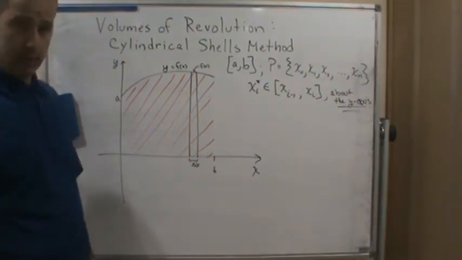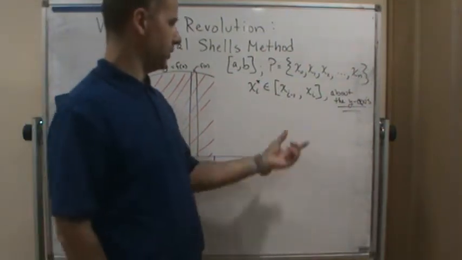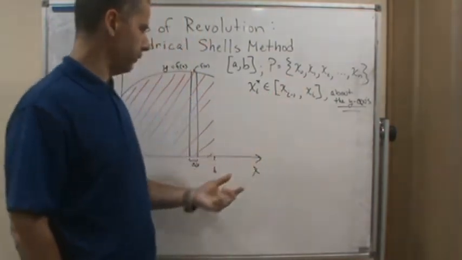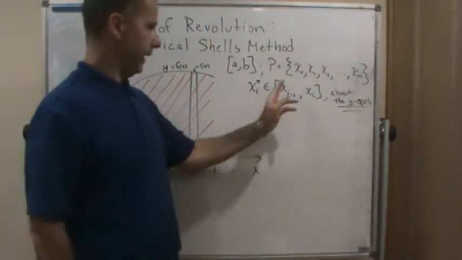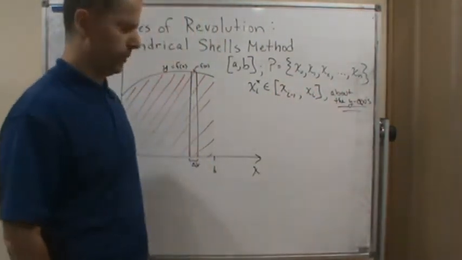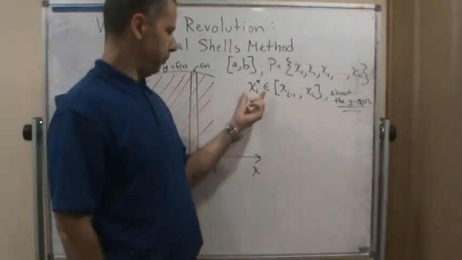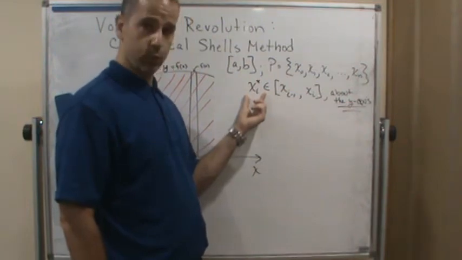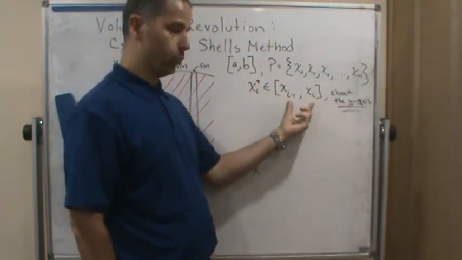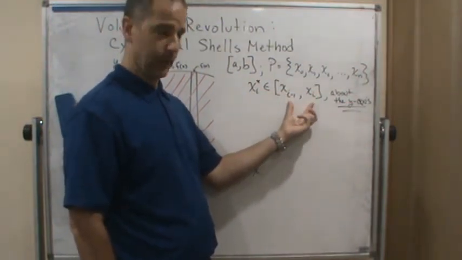And so what we're going to do to set this up is partition our interval into subintervals from x sub 0 to x sub n. And then we're going to choose a sample point, x sub i star, within each one of these subintervals.